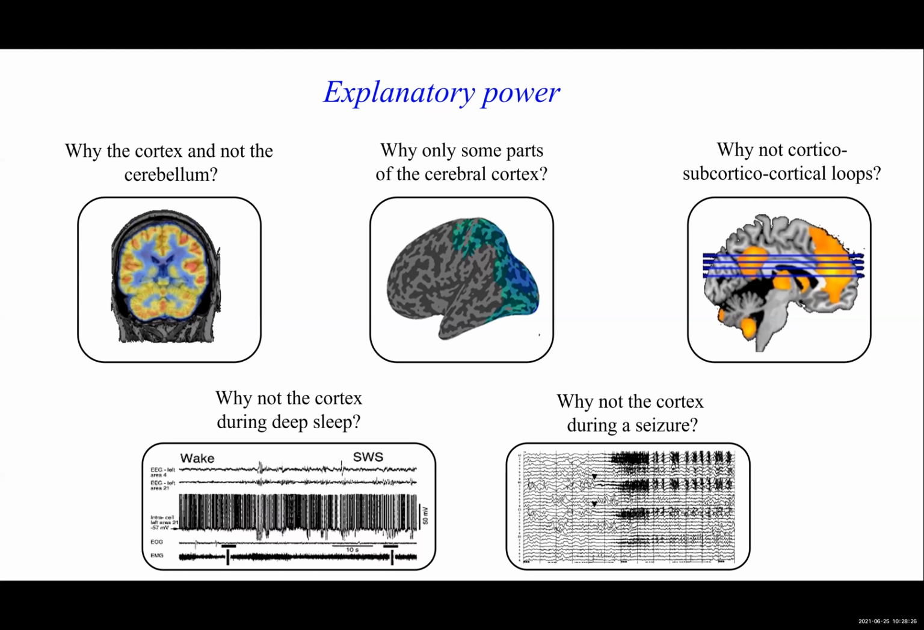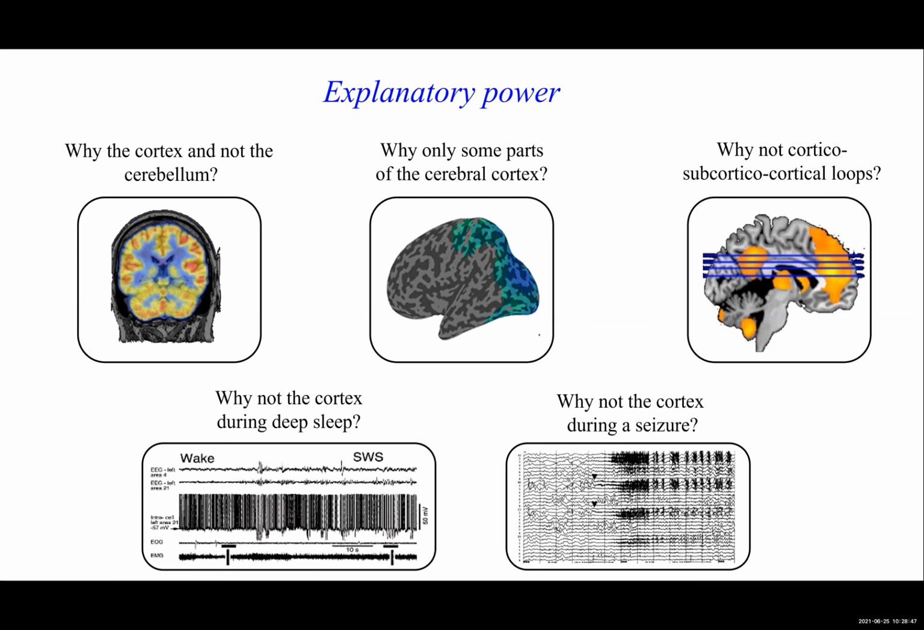Why are some parts of the cerebral cortex more important than others, as we will see? Why not cortical-subcortical loops that are key, for instance, allowing me to speak now and express what I want to express, but most of what's going on there, I have no idea. Why do those not contribute to consciousness?